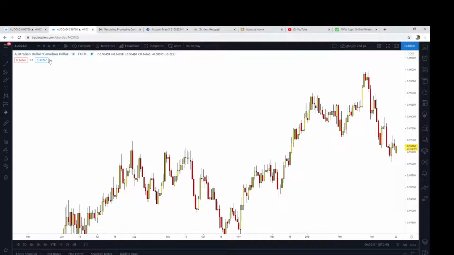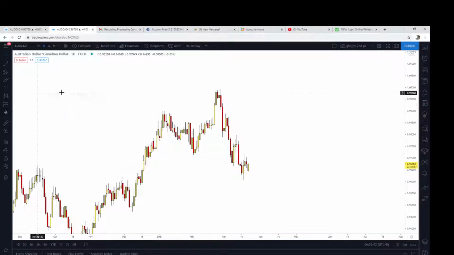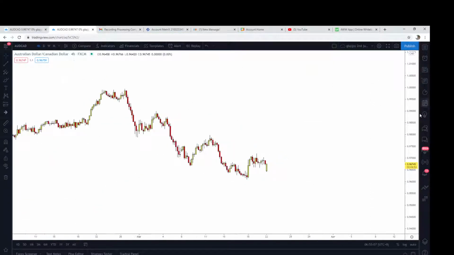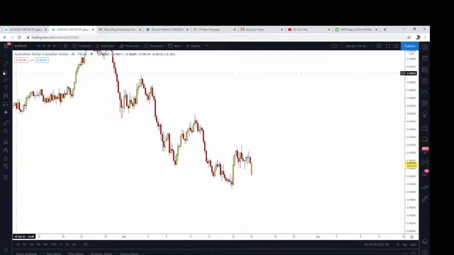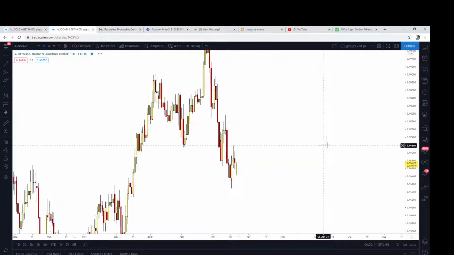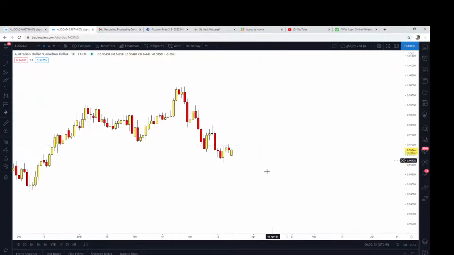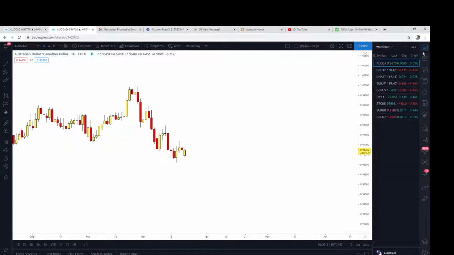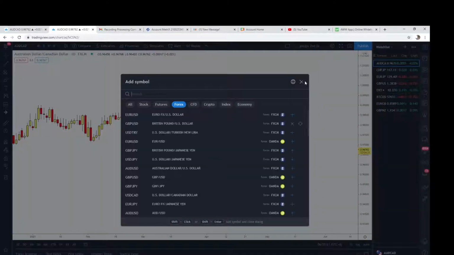So we shall go to the next pair. So I've done my analysis for AUDCAD. So the next pair, that GJ. Okay. No, sorry, CHFJPY.